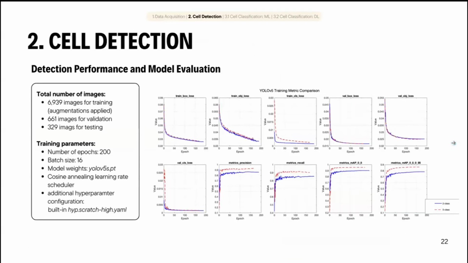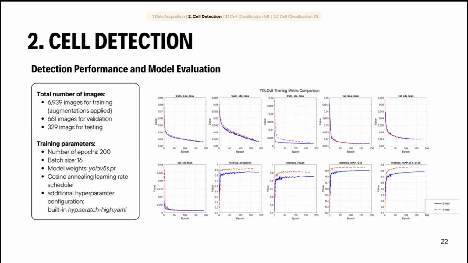After the data acquisition step, we ended up with a total of 6,939 images for training with augmentation applied. For the training setup, we used 200 epochs, a batch size of 16, and the smallest version of the YOLOv5 model, which is YOLOv5s.